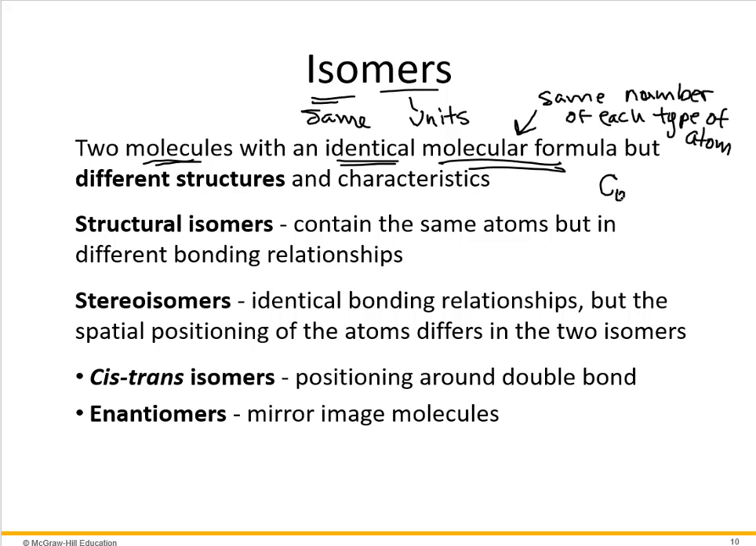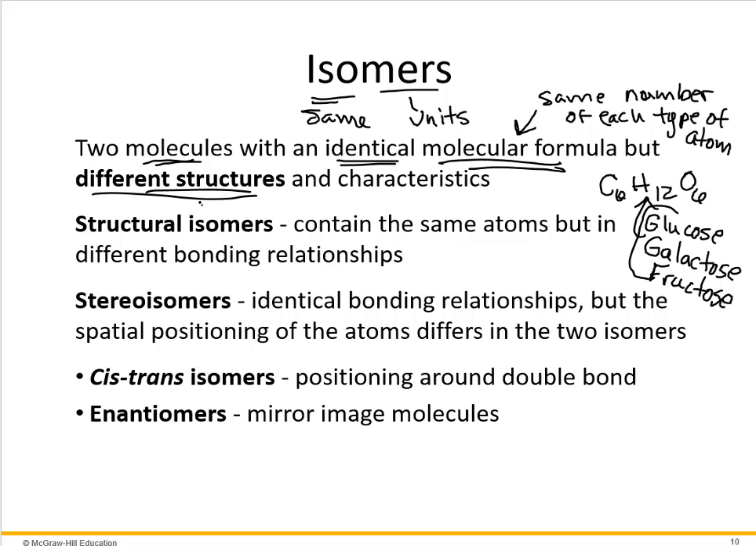Like C6H12O6. There are 3 isomers that all have this formula: glucose, galactose, and fructose. So these are all isomers. They all have this formula, but they don't have the same arrangement of those atoms. So they have different structures, different arrangements and different bonding to make the molecule. And when you change the shape, you change its function.